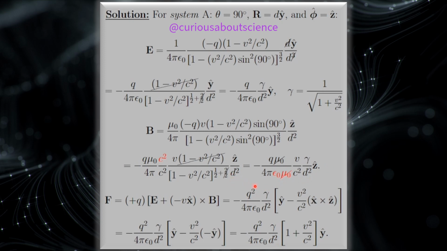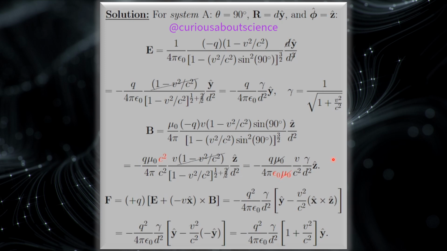We get negative q over 4 pi epsilon naught v over c squared gamma d squared z hat. Pretty cool, pretty easy. We kind of expect the B to have the v over c squared anyways, back from a couple of the special cases we saw with how the fields transform.